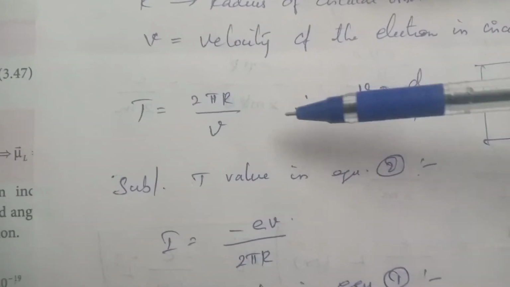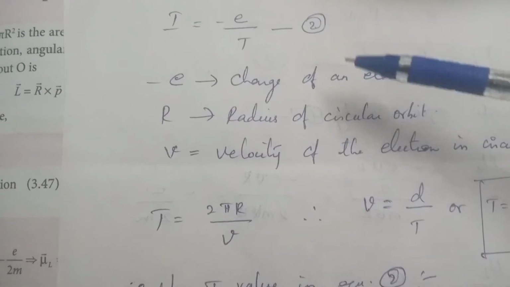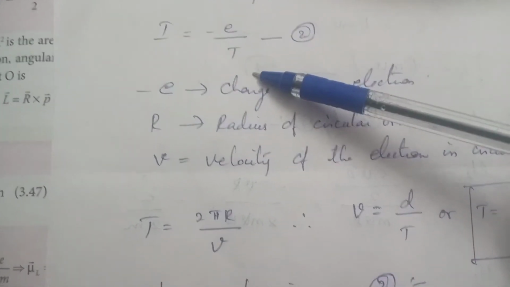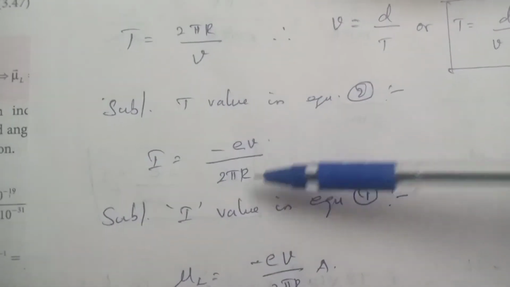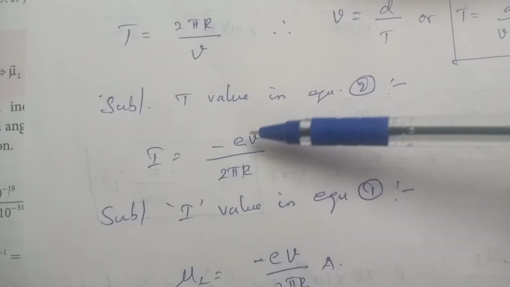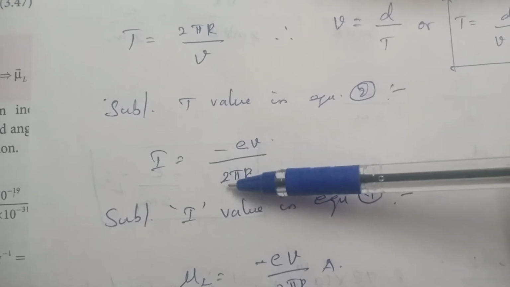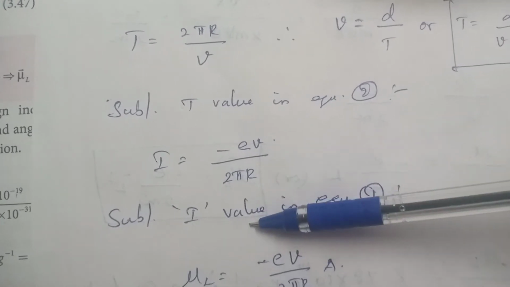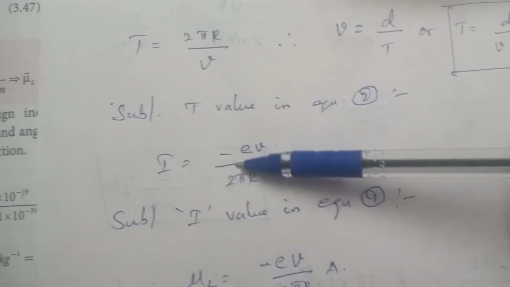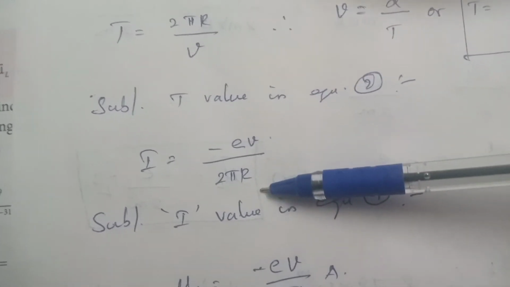So substitute this T value in the above equation, that is equation number 2. I is equal to minus E by T. Substitute the T value in equation number 2. So I is equal to minus E divided by 2 pi r divided by V. So this denominator goes to the numerator. So I is equal to minus EV by 2 pi r.